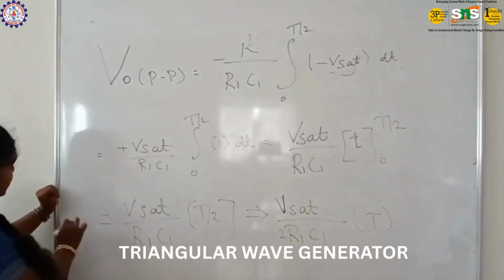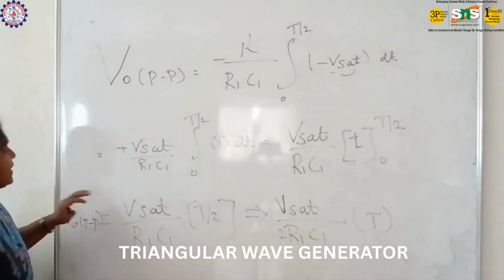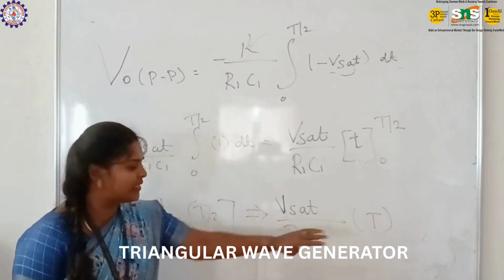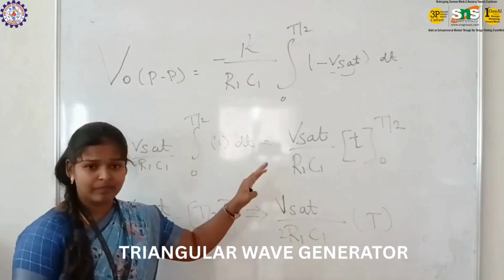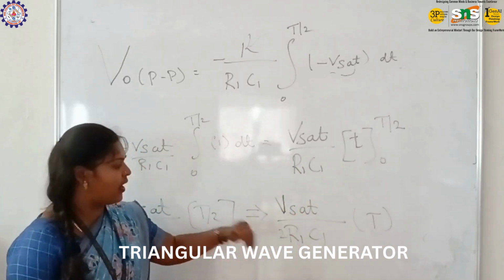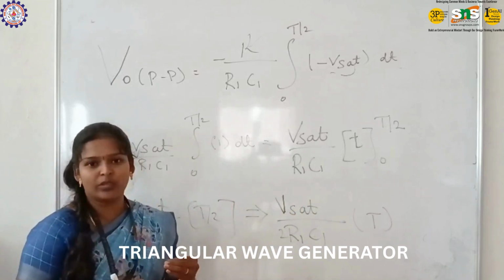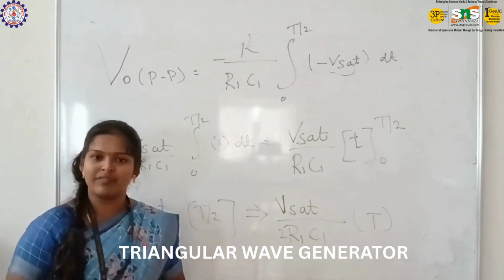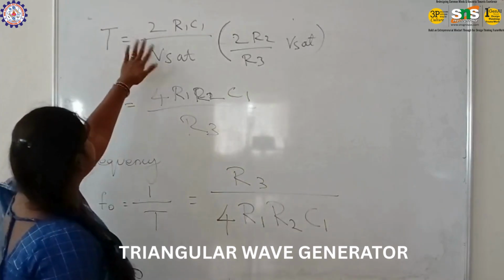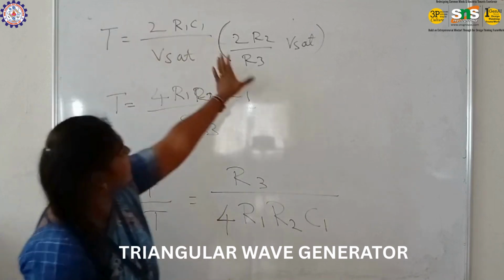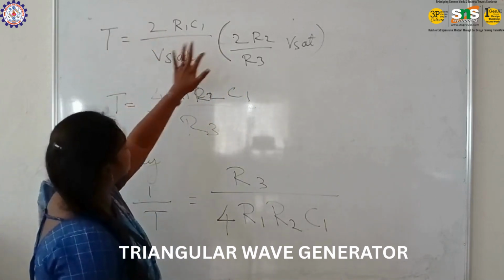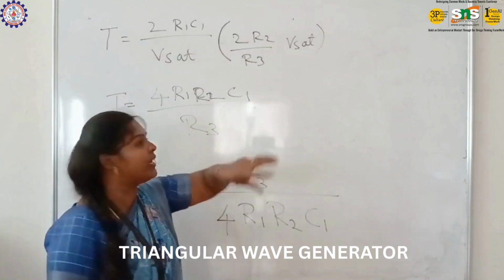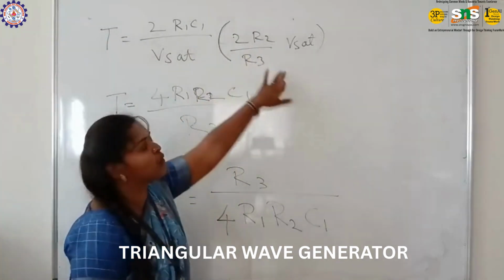So now the V0 peak to peak value of our integrated output is V saturation by 2 R1 C1 of T. This is our integrated output of the triangular wave generator. For that signal, we find the T value, and by using that T value, we will find the frequency value. T equals 2 R1 C1 by V saturation of V0 peak to peak. We know the value of V0 peak to peak, that is 2R2 by R3 into V saturation.